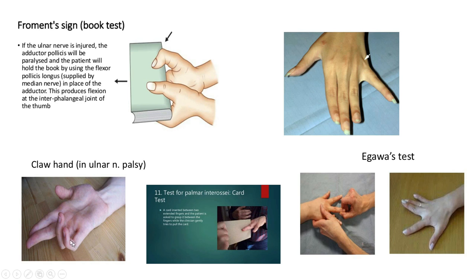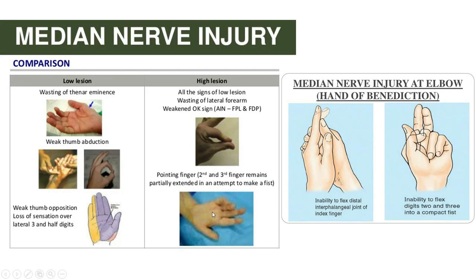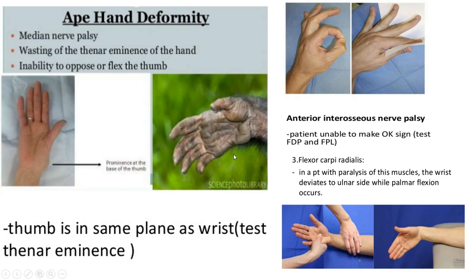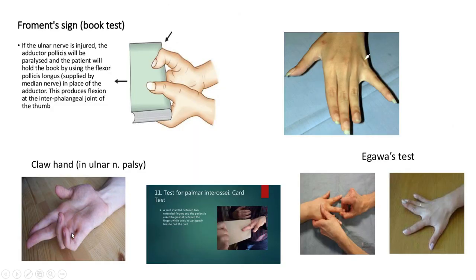This is called partial clawing. The medial two fingers show partial clawing. I just want to tell you again, in median nerve palsy there is also clawing. This is called median nerve clawing. But if both the median and ulnar nerves are affected, then it is called complete clawing. Due to ulnar nerve injury, there will be partial clawing. And there will be hypoesthesia over this autonomous zone, and wasting of the hypothenar eminence.